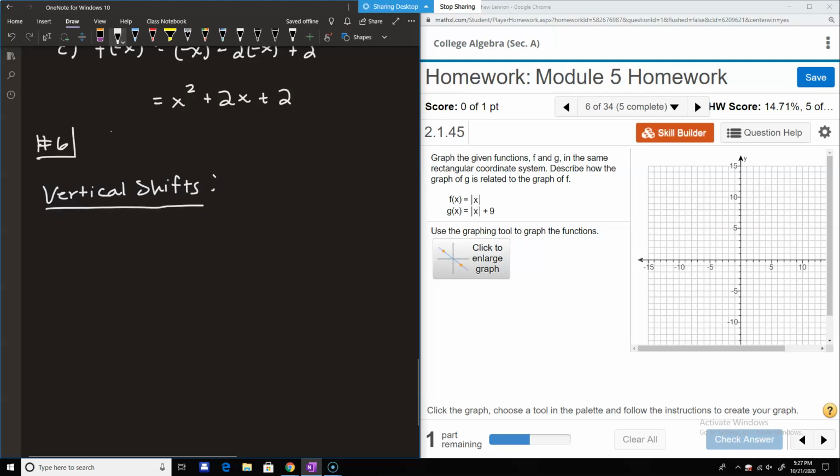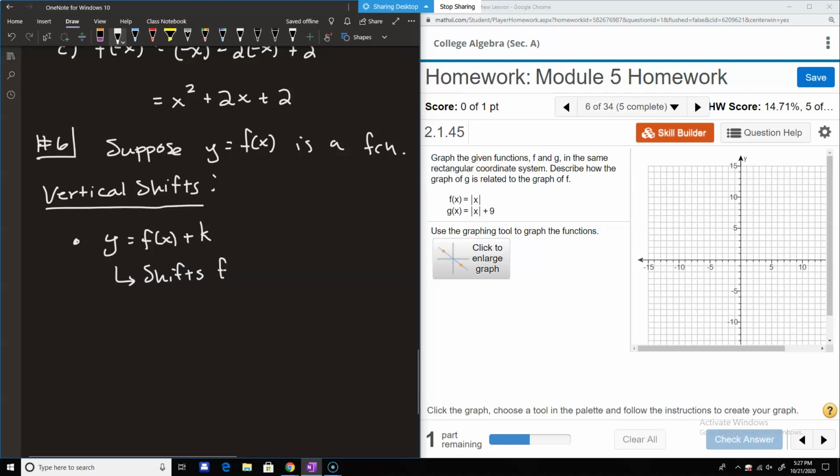So let's just start for all of these. Suppose y equals f of x as a function. So there's 2 vertical shifts. If you do y equals f of x and then say plus some number k on the outside, what this does is this shifts f of x up k units.